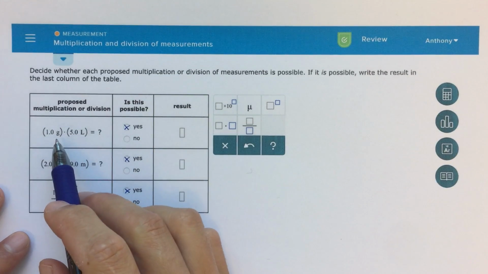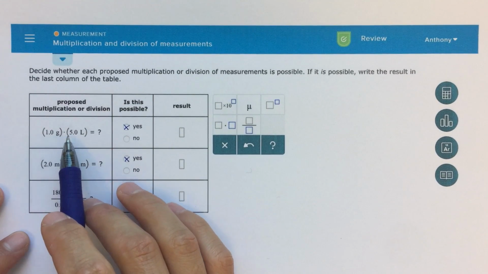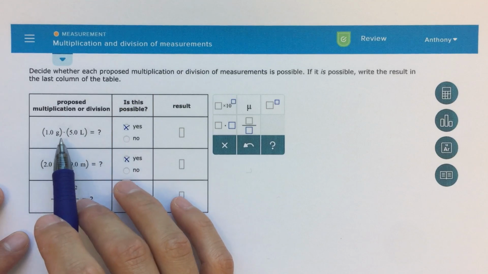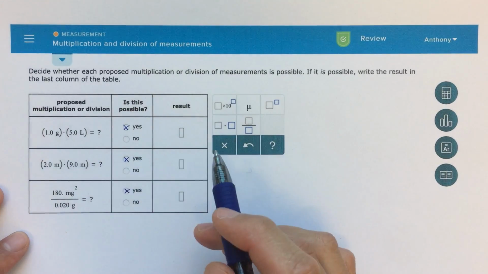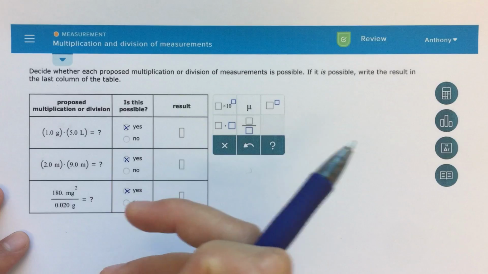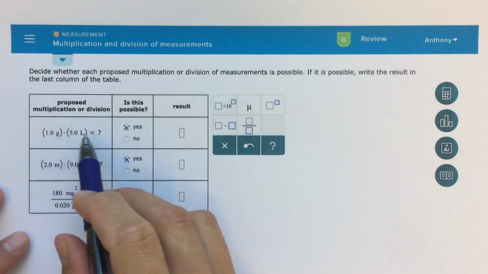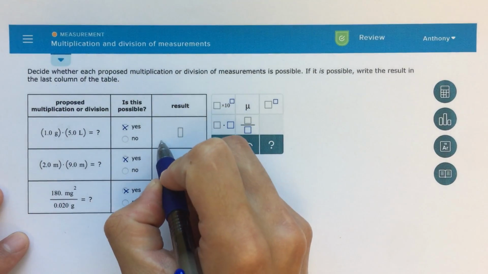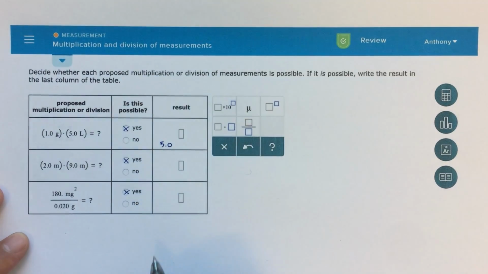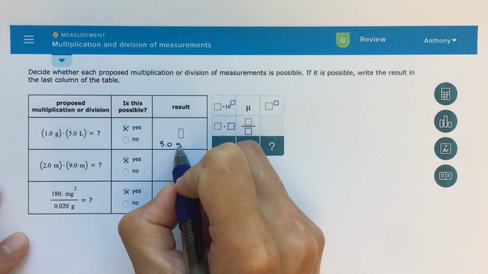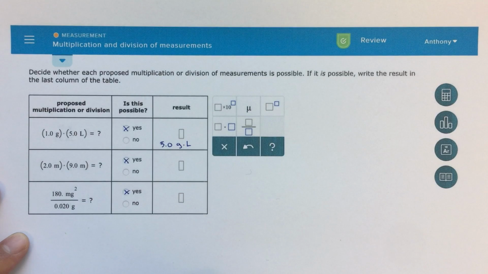So in this top case, for instance, I've got 1.0 grams times 5.0 liters, and even though those units are different, in my final answer, I can just use those units as grams times liters. So 1.0 times 5 is obviously 5.0, paying attention to my number of sig figs here, and then my units for that are just going to be grams times liters.